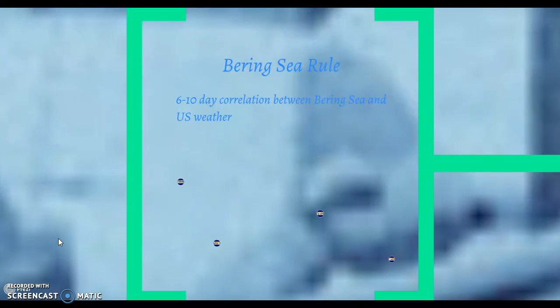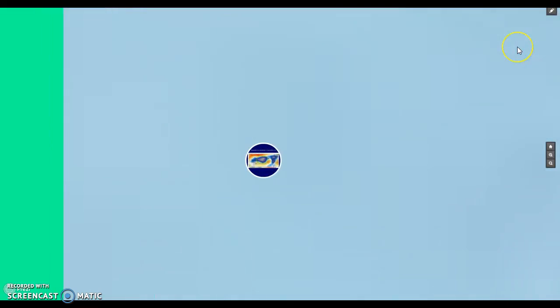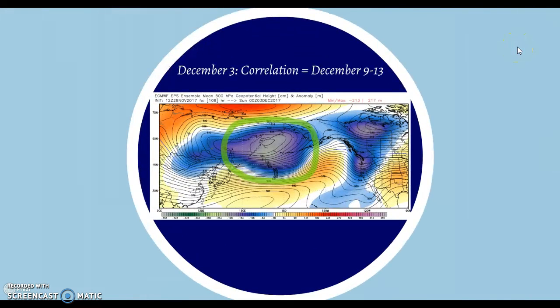First, we're going to talk about the Bering Sea roll, which is what we use to correlate between the Bering Sea and the U.S. and what the weather does between them. So usually what happens in the Bering Sea, about 6 to 10 days later, you can roughly expect that to happen in the U.S. So we're going to look at a few maps here, and the first one is on December the 3rd. And if we use the 6 to 10 day correlation, that would put us anywhere between December the 9th through the 13th.